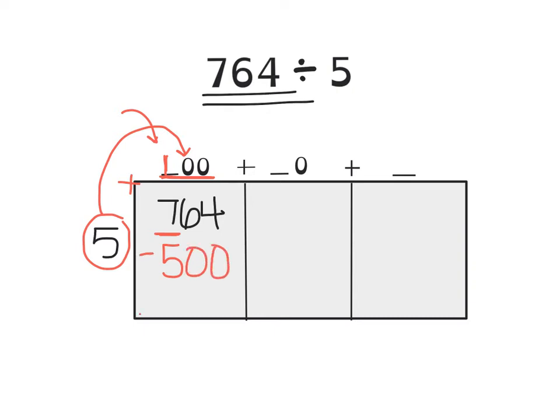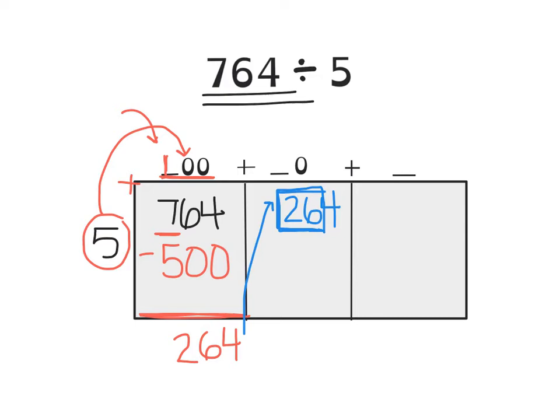My next step is to subtract these numbers. 4 minus 0 is 4, 6 minus 0 is 6, and 7 minus 5 is 2. 264. Now I'm done with my hundreds block, and I'm going to bring my 264 up to my tens box. Now that I'm looking at my tens spot, I can see my 6 is in the tens spot. I want to focus on anything that's in the tens spot and bigger. So 26. I'm going to ask myself, how many 5s can fit into 26?